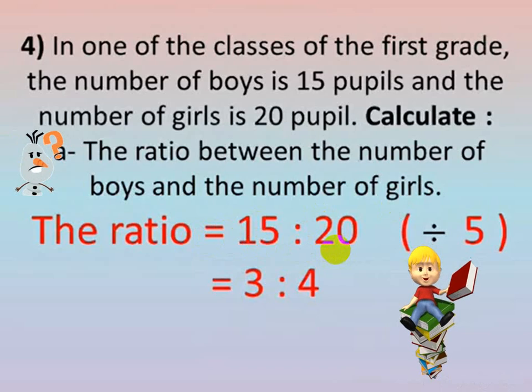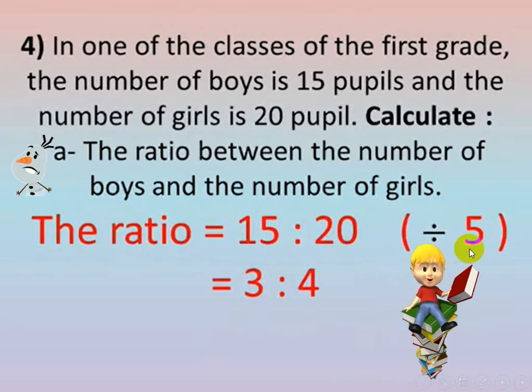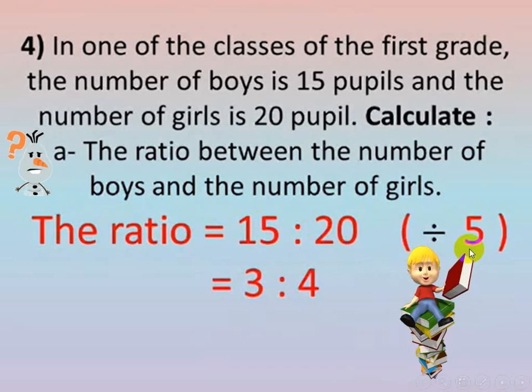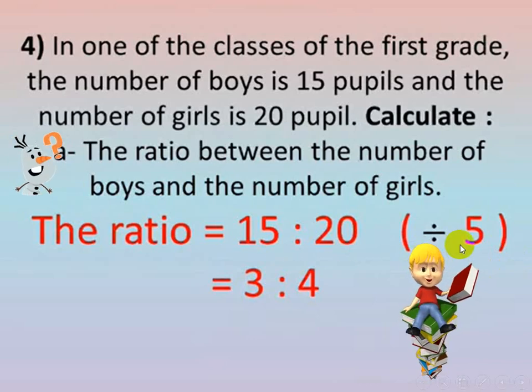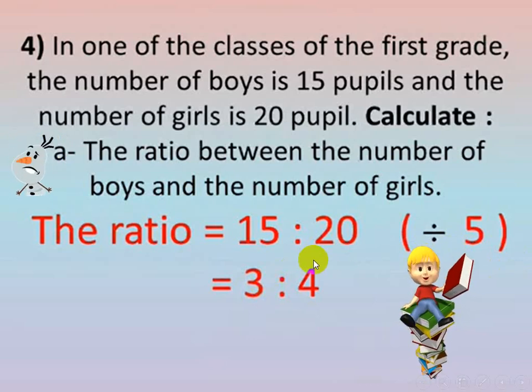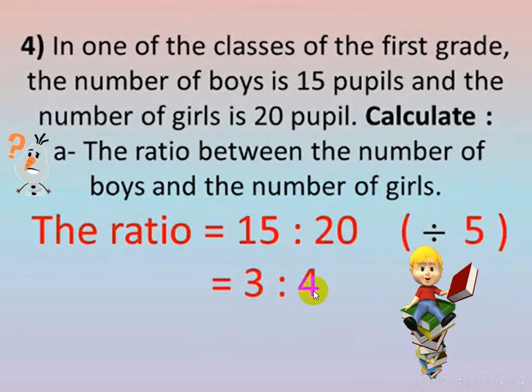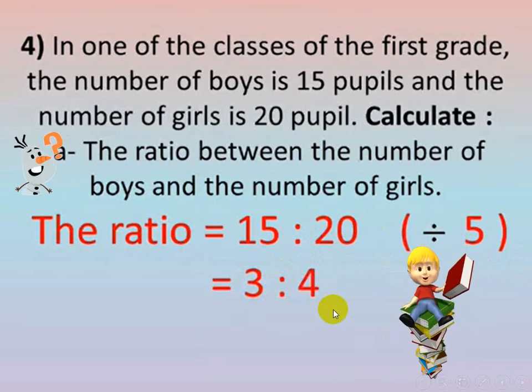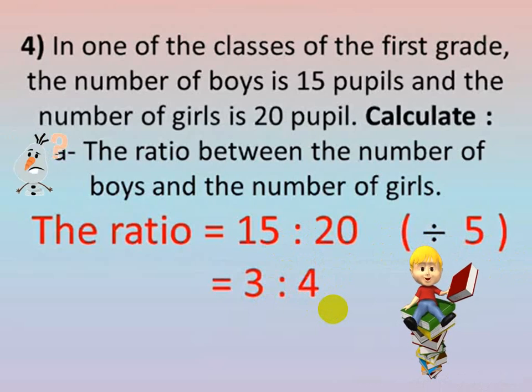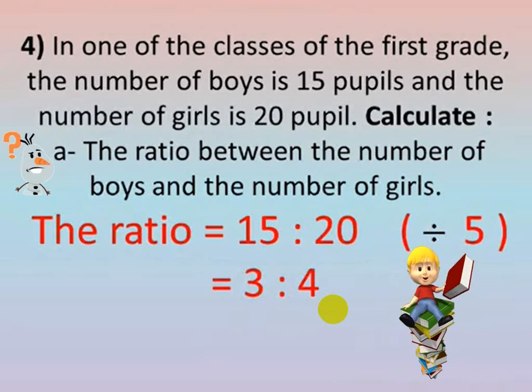15 and 20 are divisible by 5. So you will write divided by 5. 15 divided by 5 equals 3. 20 divided by 5 equals 4. 3 and 4 are in the simplest form. So the ratio in the simplest form will be 3 to 4.